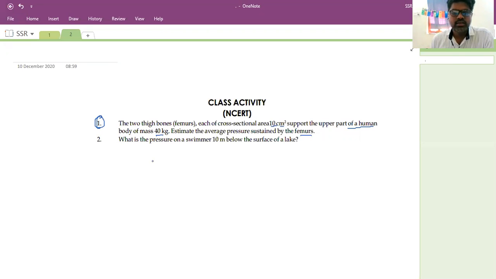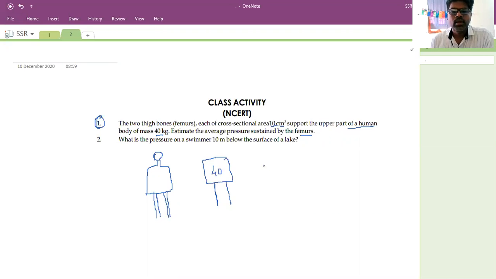That means you can imagine the human upper body like this. Here there are two bones like this, the thigh bones. Then the total mass you can imagine, the total upper body, a mass of 40 kg, is balanced by two supports. Those are the two bones. Like this you can imagine.